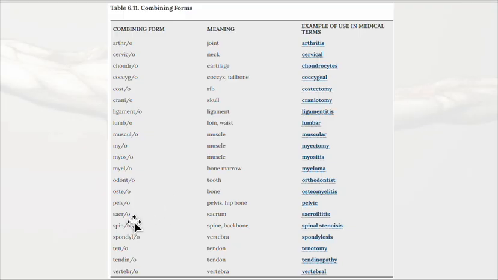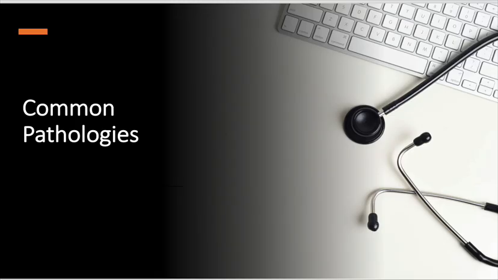Now, oste, we've seen bone, pelvis. Spondyl refers to the vertebrae specifically. Spondylitis is inflammation of the vertebrae of the vertebral column. So now let's move on to pathologies of the musculoskeletal system.